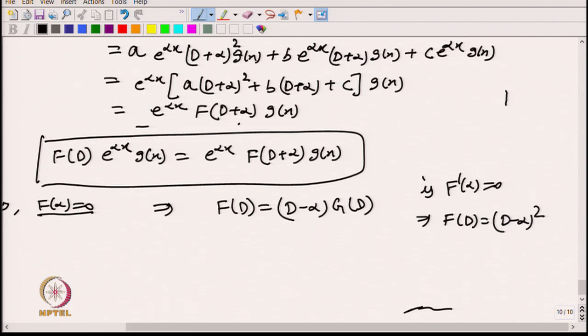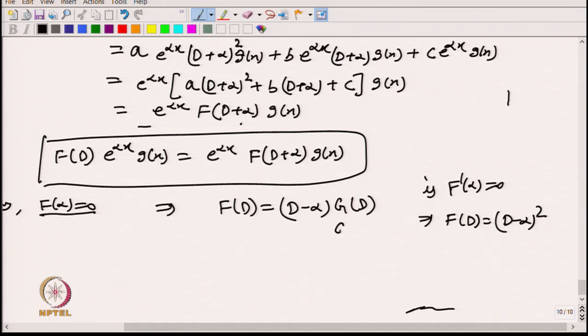So, if my f alpha is 0, then by the knowledge of polynomials we know that d minus alpha is one of the factors of f d, and in this case my g of alpha is not equal to 0, because only f alpha is 0. But what happens if f alpha is 0 and then I take the derivative and f dash alpha is also 0? In that case this is the possibility.